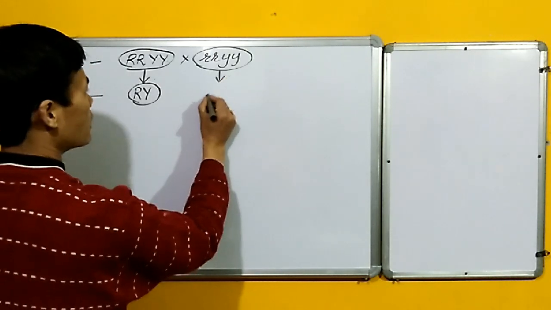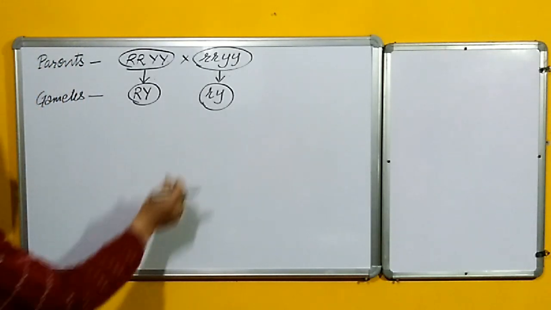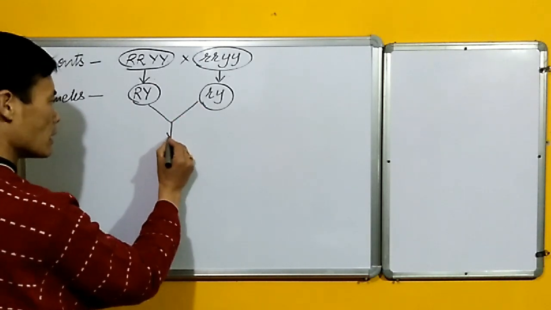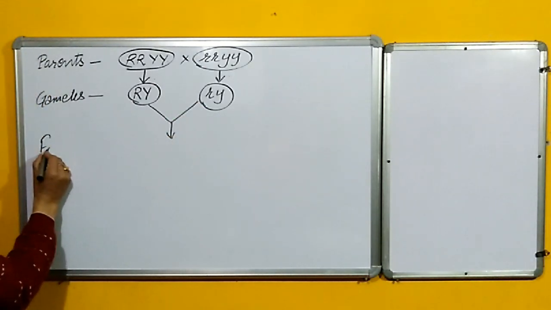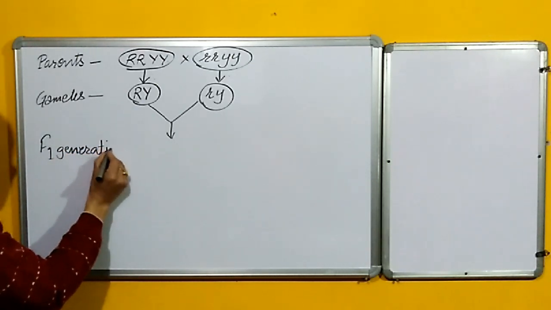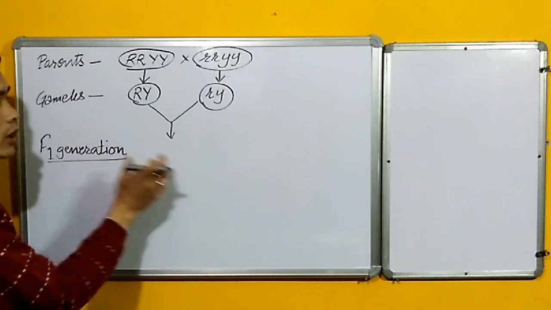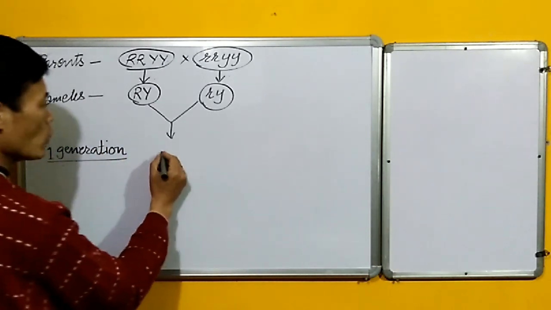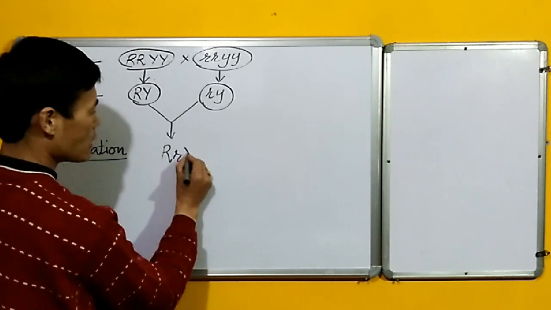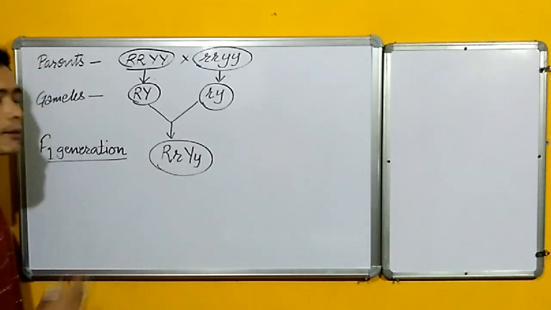Likewise, this parent will produce a gamete of this kind. The gametes unite and they produce F1 generation. All the F1 generation or the progenies in the F1 will be a hybrid. That is capital R, small r, capital Y and small y as far as the genotype is concerned.